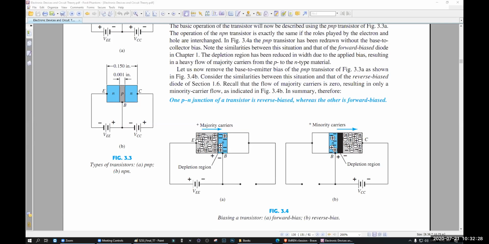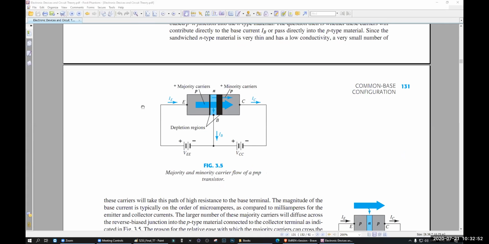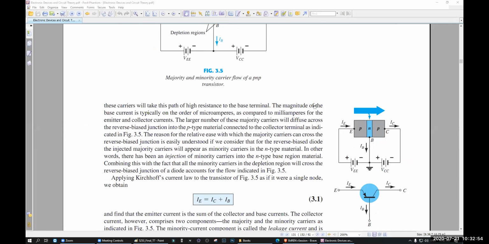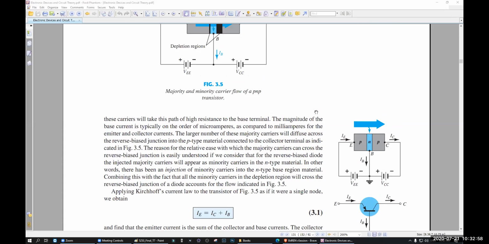Okay. Base to emitter current is for majority carriers. Base to collector current is for minority carriers. That's why almost no current flows from base to collector, for P-type material. So remember, we will be using NPN transistor for most part.